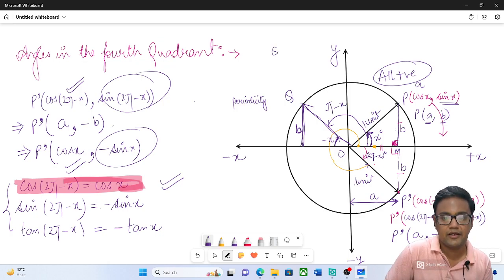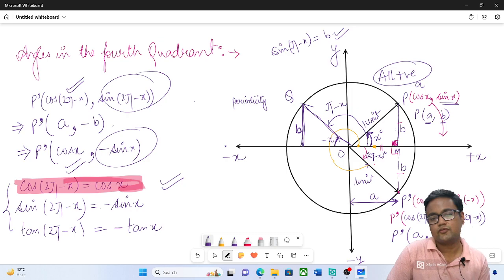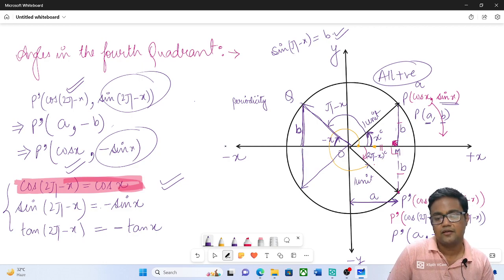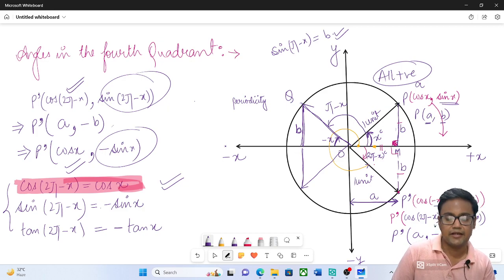So what did we write here? Sin pi minus x is equal to b, right. तो यहाँ पे हमने देखा था कि सिर्फ साइन और उसका जो रेसिप्रोकल था कोसेक वो पॉजिटिव था, बाकी सारे other trigonometric ratios were negative. Then we came to the third quadrant, और थर्ड क्वाड्रेंट में भी हमने कुछ ऐसा ही देखा. यहाँ पे हमने देखा tan पॉजिटिव था, बाकी सारे नेगेटिव थे.